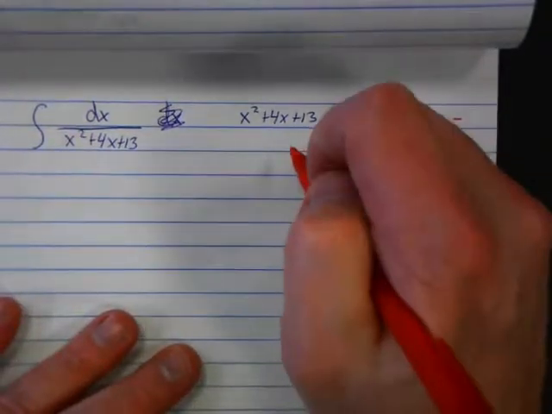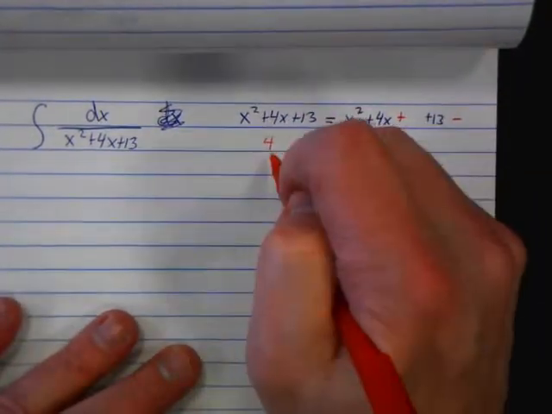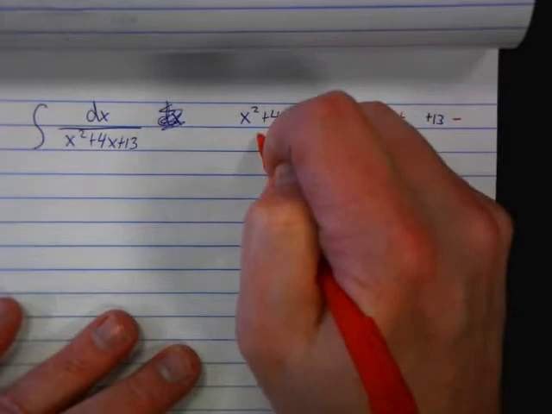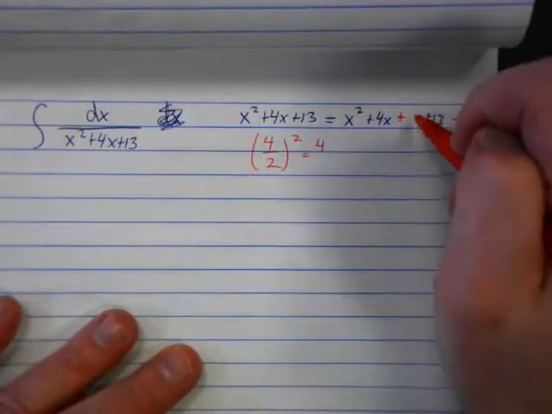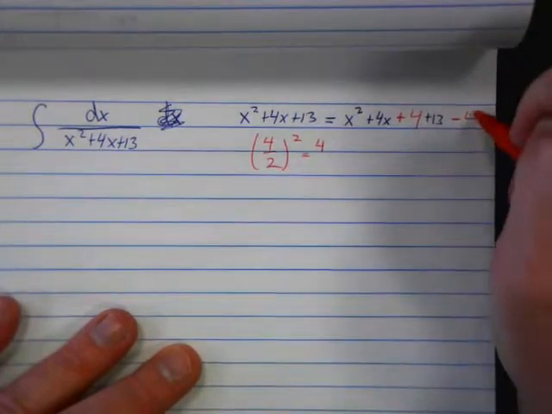You take the middle term, which is the middle coefficient, which is a 4. You divide it by 2, and then you square it. So that happens to be the number 4. So we're going to add the number 4 and subtract the number 4.